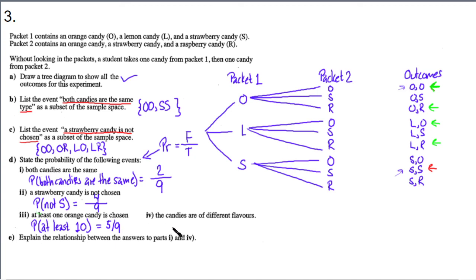And then finally here we have the probability that the candies are of different flavors. So let's count the number of favorable events. So not the first one. This one counts 1, 2, 3, 4, 5, 6, 7. So 7 over 9.